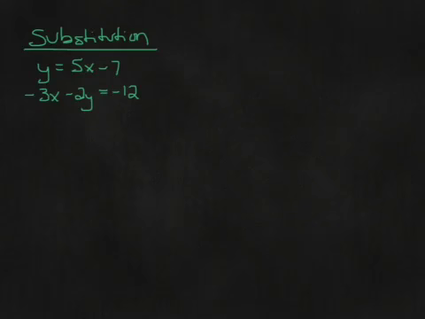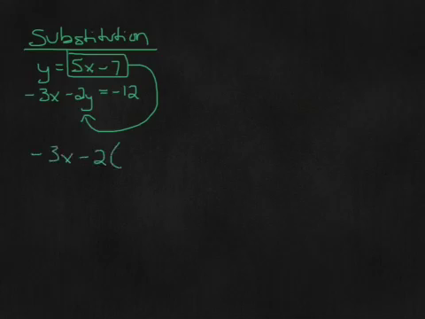Same idea here. Substitution is good because one of the variables is solved for. The y in the first equation, it's already y equals, and that's perfect. So we're going to take this 5x minus 7 and substitute it in for the y in the bottom. So I have negative 3x minus 2, and then instead of y, I'll write 5x minus 7 equals negative 12.